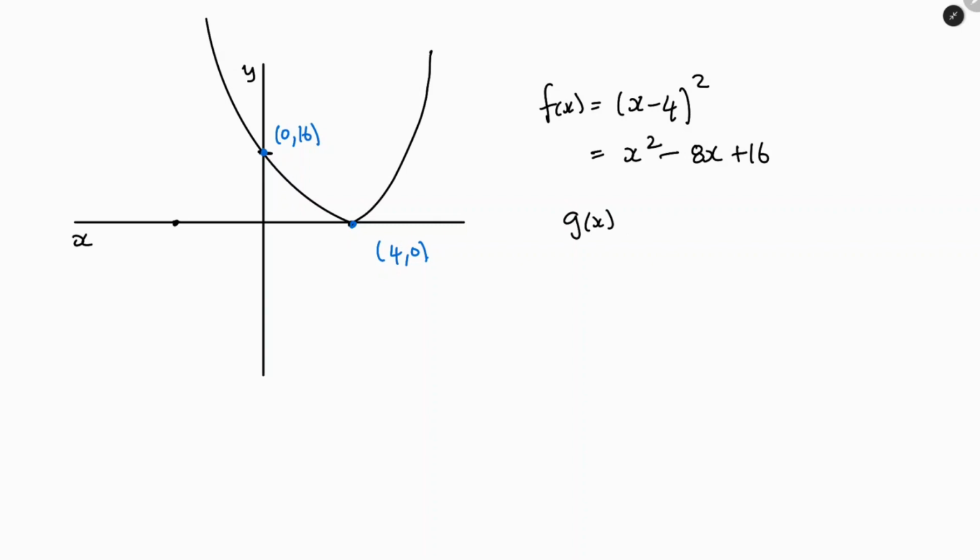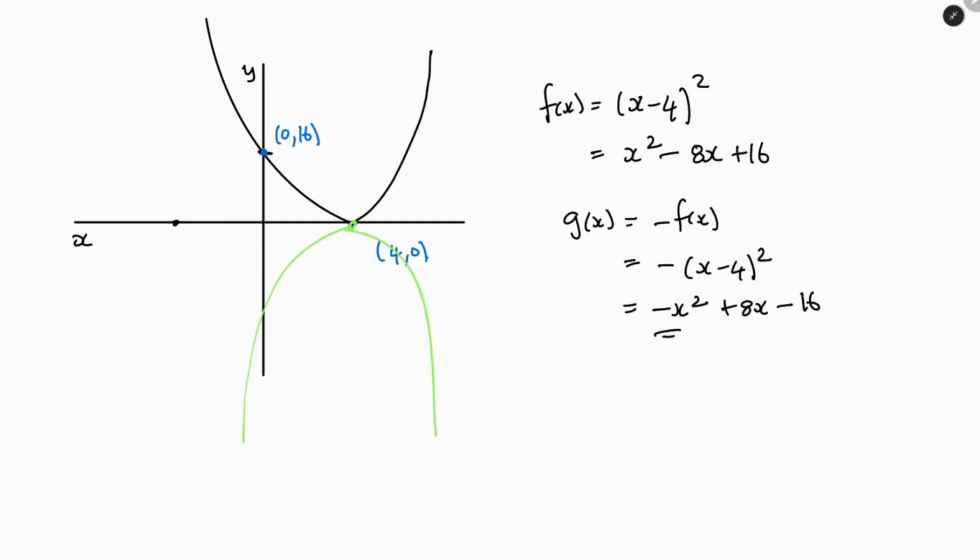Okay, so if we want g of x, g of x is going to equal minus f of x. Then that's going to be minus (x minus 4) squared, which is going to be minus x squared plus 8x minus 16. Then we've got the negative coefficient for the x squared term, so we know it's going to be a downward, frowning parabola. So what's going to happen?